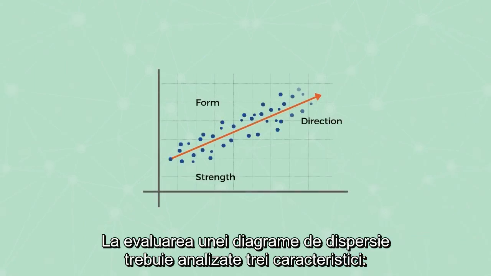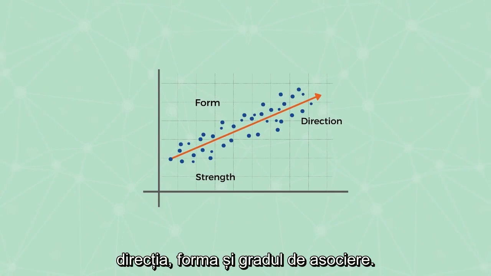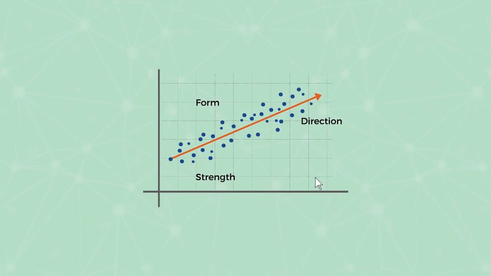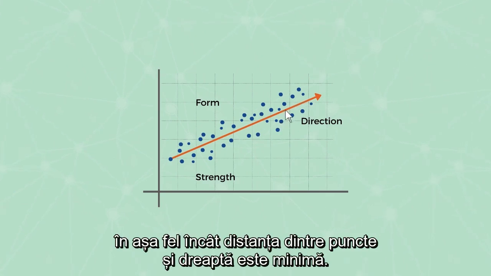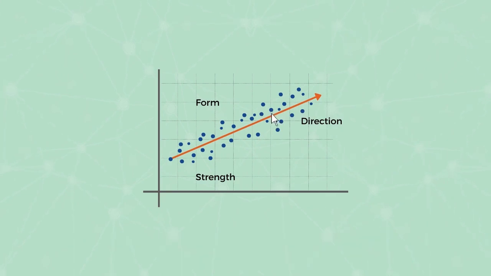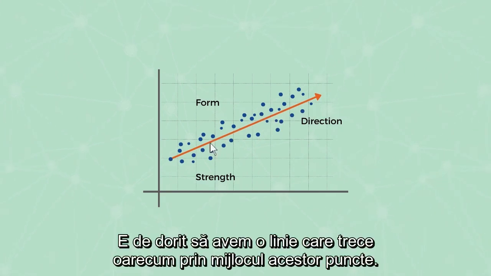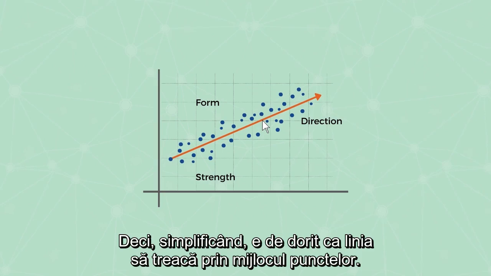So when evaluating scatter diagrams, you need to analyze three characteristics: direction, form, and strength. A line of best fit or linear regression line passes through a set of points in a way that minimizes the distance or residuals between the points and the line. We want to plot something that fits these points or goes through these points relatively in the middle. So in a naive explanation, well, we want a line that goes through the middle of the points.